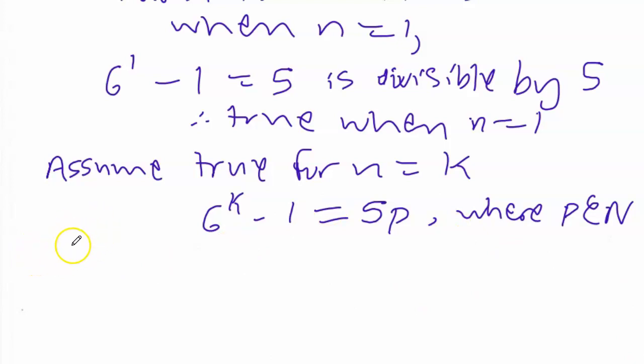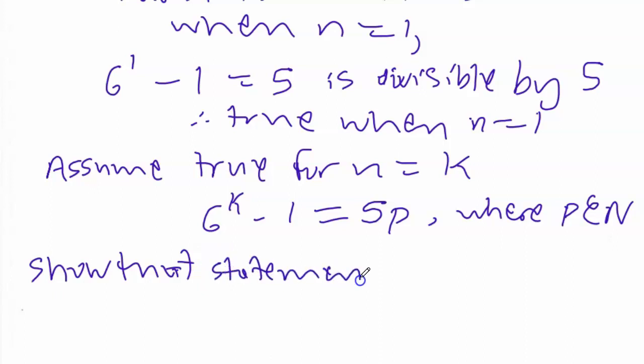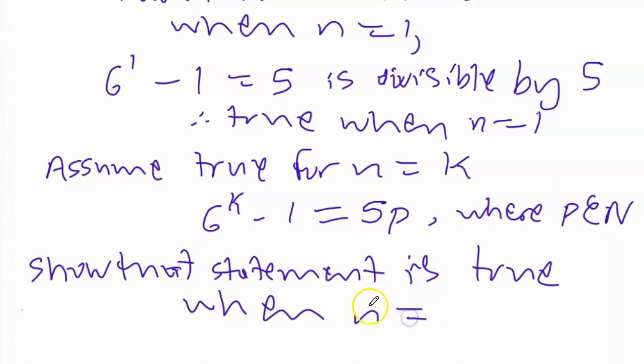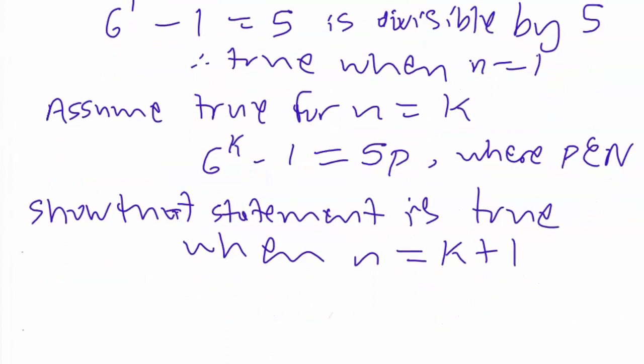And step 3, we're going to show that the statement is true when n is equal to the number that follows k. Let's call that number k plus 1. So k plus 1 comes after k, just as 7, which is 6 plus 1, comes after 6.